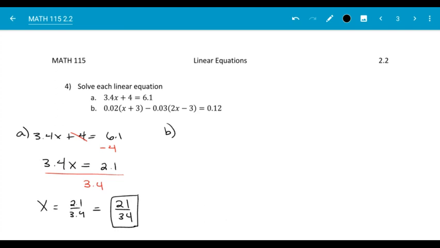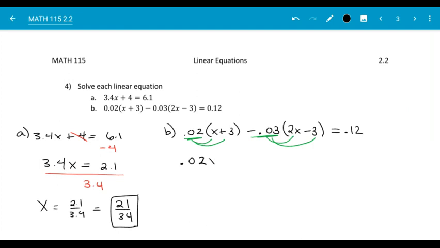Then in part B, we start with 0.02 times x plus 3 minus 0.03 times 2x minus 3 equals 0.12. So the first thing we're going to do is distribute and distribute, which would give me 0.02 times x plus 0.06 minus 0.06 times x, minus makes that a plus 0.09 equals 0.12.